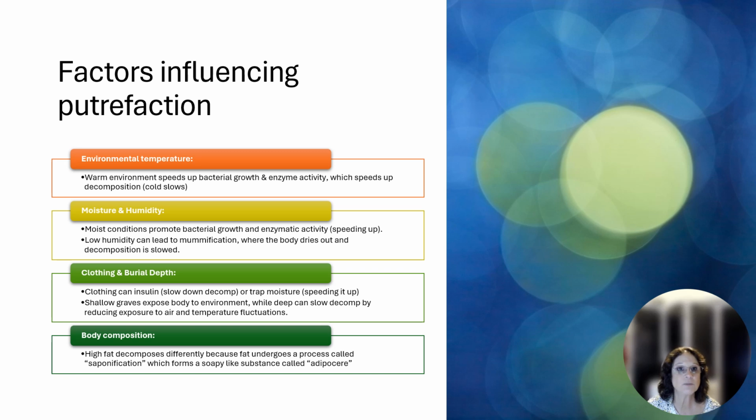And then the person's body itself. A person with a lot of body fat will decompose differently, because fat undergoes a process called saponification, which, I'm not positive what language this came from, but saponification means making soap basically. So that's what's happening here. All the fat gets broken down until it forms a soapy substance, and the body just starts to.